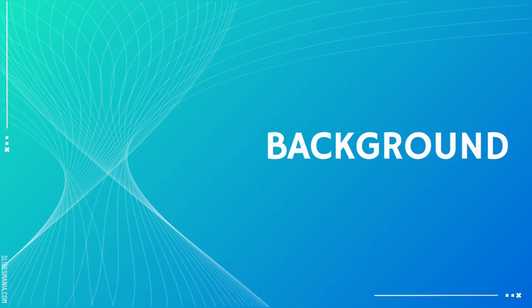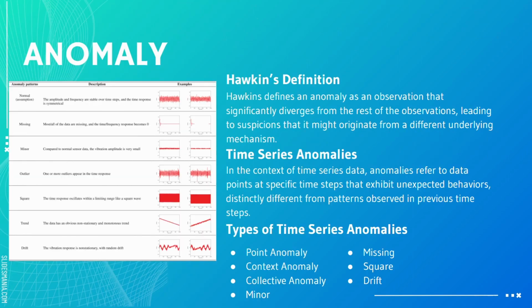Now we'll take a look at a background which is needed to understand time series analysis. First, we'll define what an anomaly is. According to Hawkins, an anomaly is an observation that deviates so much from other observations that it allows a suspicion that it was generated by a different mechanism. With respect to time series data, it's a data point at a timestamp that shows unexpected behavior that differs significantly from previous timestamps. And the different types of time series anomalies are point anomaly, context anomaly, collective anomaly, missing square, and drift, which is evident from the picture.